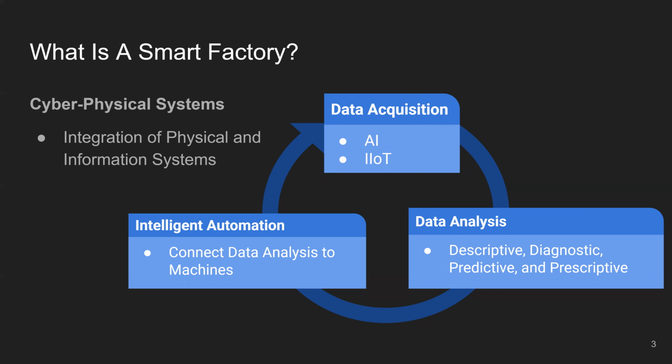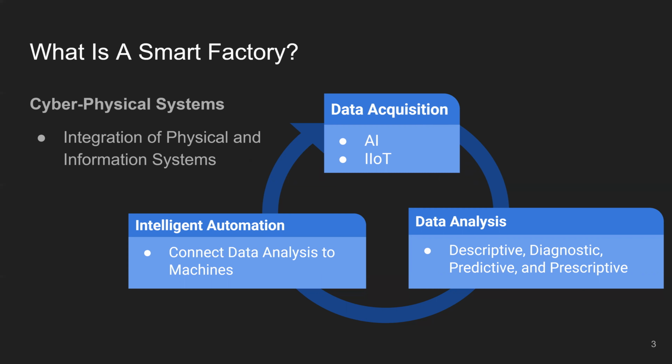The process of this integration can be broken down into three main processes: data acquisition, data analysis, and intelligent automation. Data acquisition refers to the collecting of data not only from the factory, but from the business systems as well. Data such as customer needs, marketplace conditions, logistics.